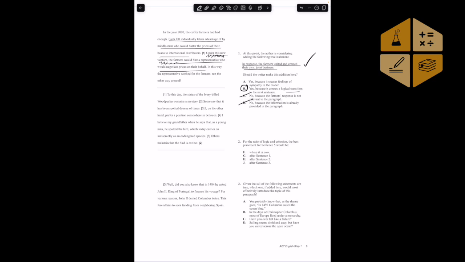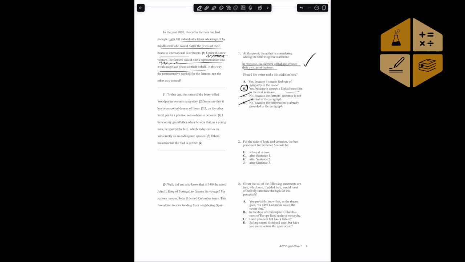Some say that it has been spotted dozens of times. I, on the other hand, prefer a position somewhere in between. I believe my grandfather when he says that as a young man he spotted the bird, which today carries on indiscreetly as an endangered species. Others maintain that the bird is extinct.